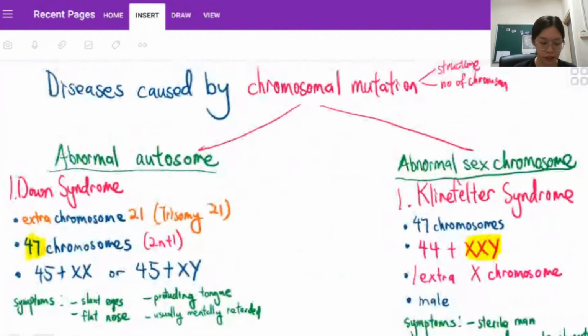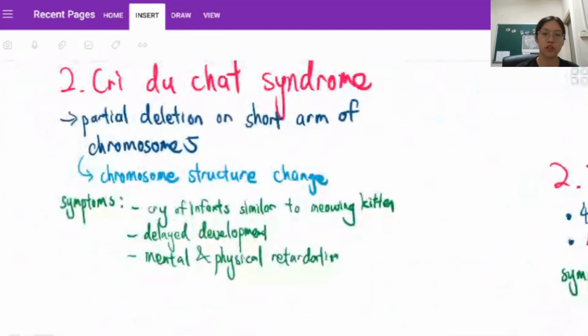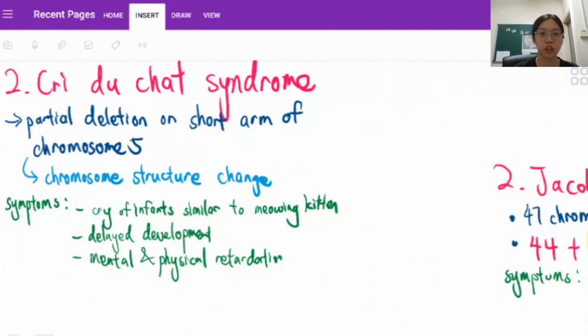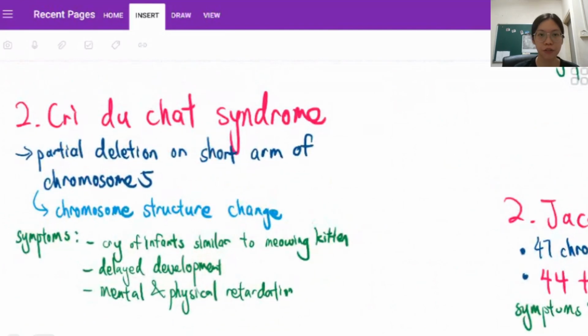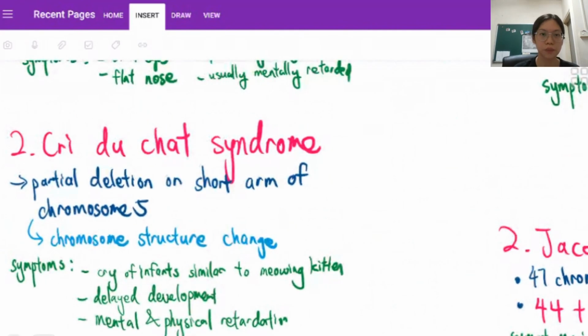So, disease caused by chromosomal mutation. For this, it can be due to the number of chromosomes or the structure. The structure one we learn is only Cri-du-chat syndrome, whereby partial deletion or shortening of chromosome 5 results in a huge loss of genes.